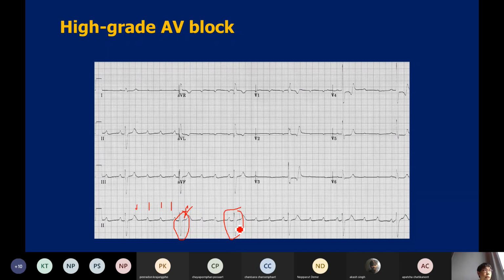Or another type of high grade AV block is that maybe you don't have to see the 3 to 1 or 4 to 1, but in some parts you see that there is dissociation between atrium and ventricle, and some parts not. Like if the first part of the ECG is likely to be complete, but in the next part there are some connections coming back, you can also call that a high grade AV block.